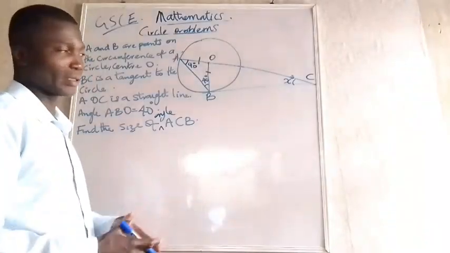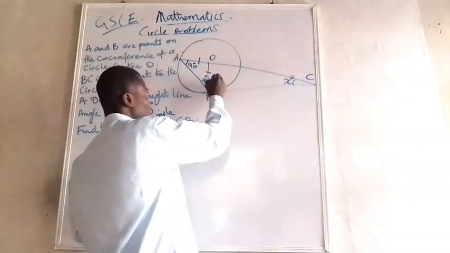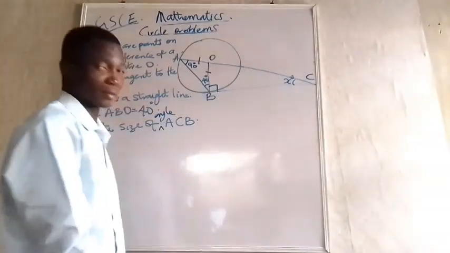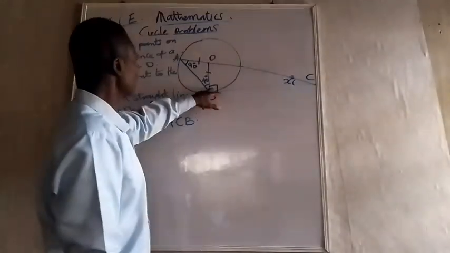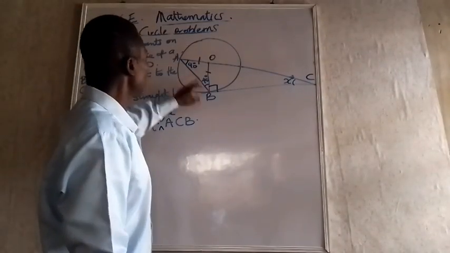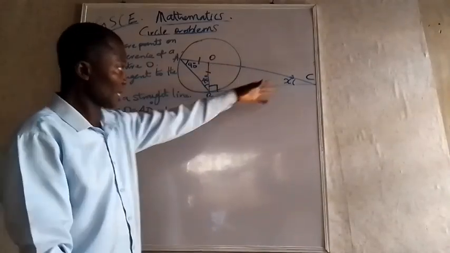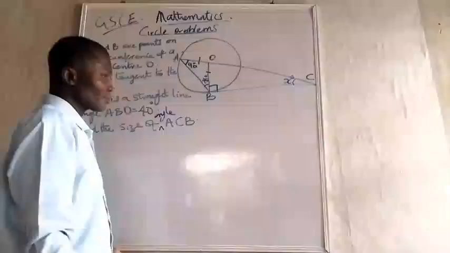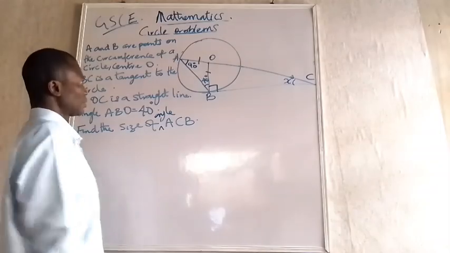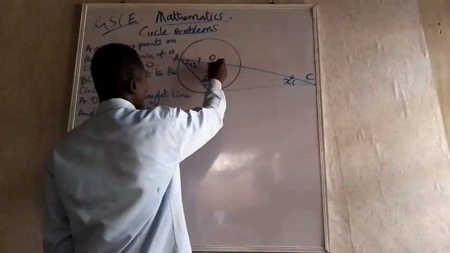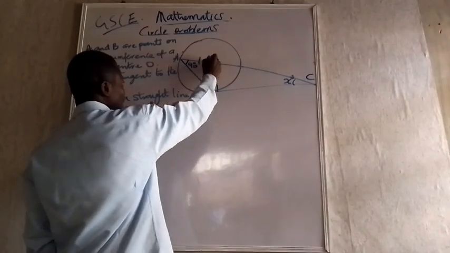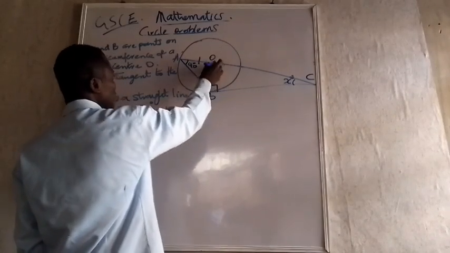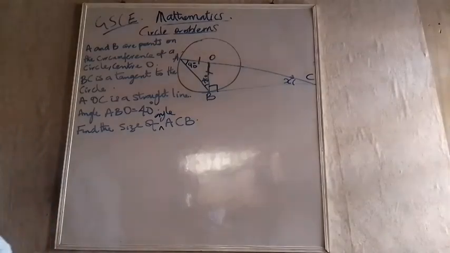And we know that the angle between the tangent and the radius will be 90 degrees. So we can see that this is 90. We can use triangle ABC, or you can find this place and then find x. Either way. If you find this place, it will be the sum of this one and this one. The exterior angle is equal to the sum of the opposite angles.